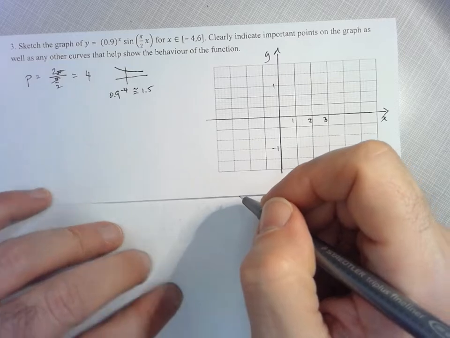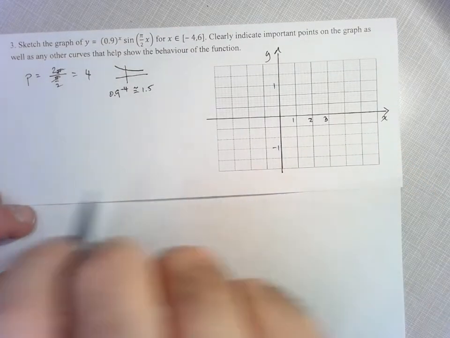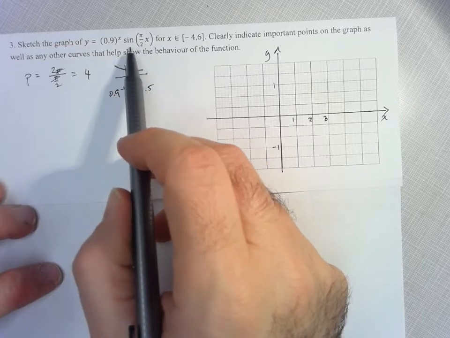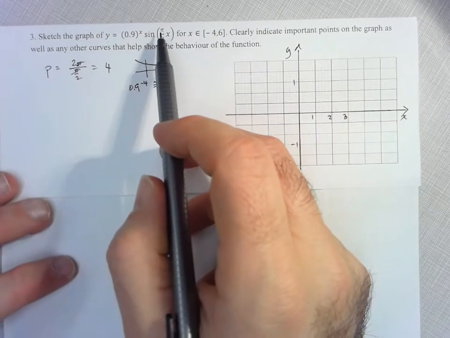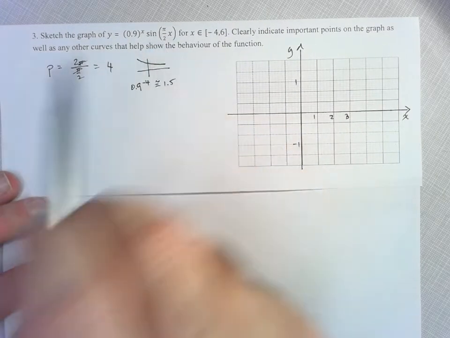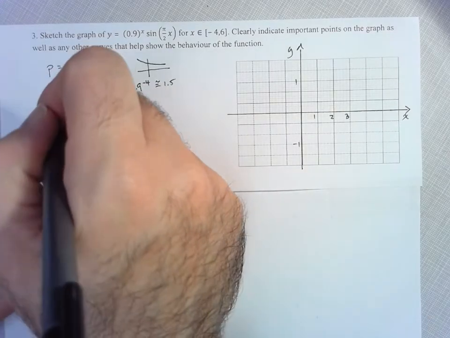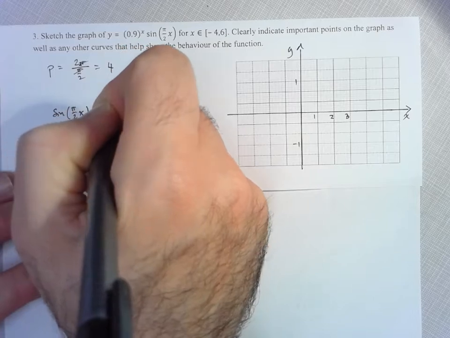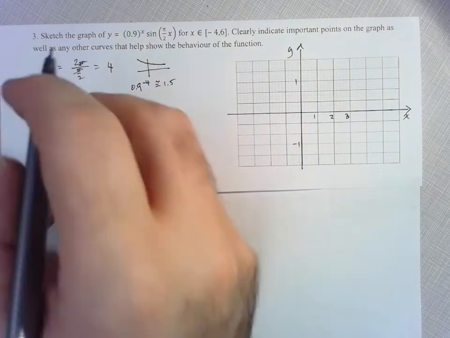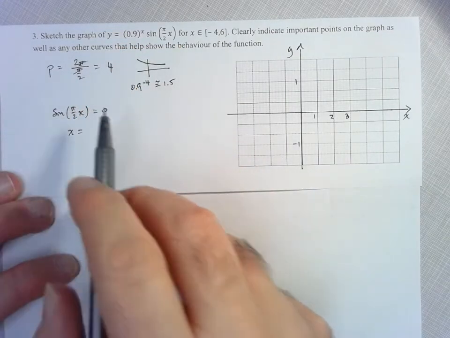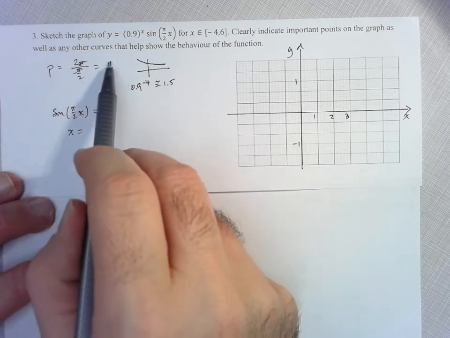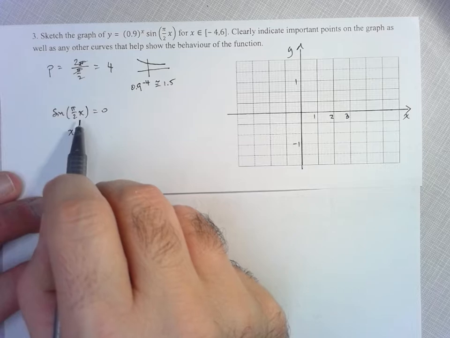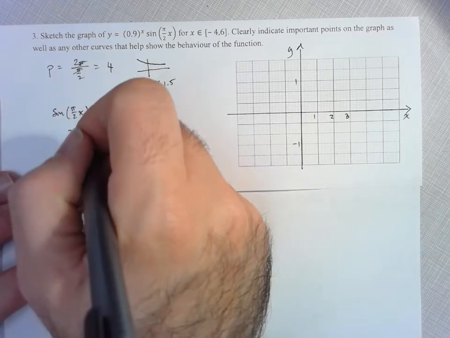Okay, so next thing we'll do is we'll take a look at when this expression here is equal to 0, when it's at its max, and when it's at its min. Okay, so when is sine of pi over 2 x equal to 0? Okay, well, I'm not going to bother solving this because I have the period. Okay, so I know it's going to be equal to 0 at 0. Sine of 0 is equal to 0.